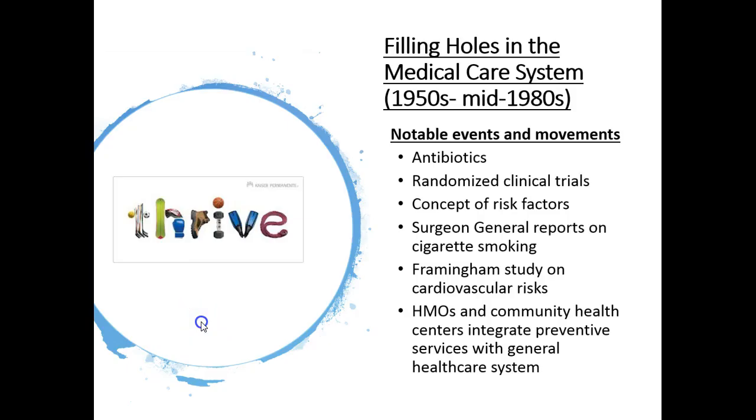The next era goes from about the 1950s to the mid-1980s, and this is where we're trying to fill in the holes of this medical care system. So we have antibiotics, we have randomized controlled trials, we know about risk factors. By this point, the Surgeon General, Koop, has made the statement that smoking causes cancer. We have the Framingham study on cardiovascular risk factors, which we will look at in a later chapter. Also HMOs, things like Kaiser and community health centers with integrative programs are providing general health care to the populations. And if you think about Kaiser and their marketing, which is currently Thrive, they are definitely trying to provide prevention for the population.